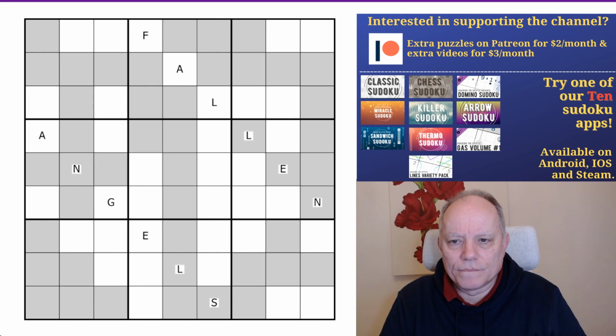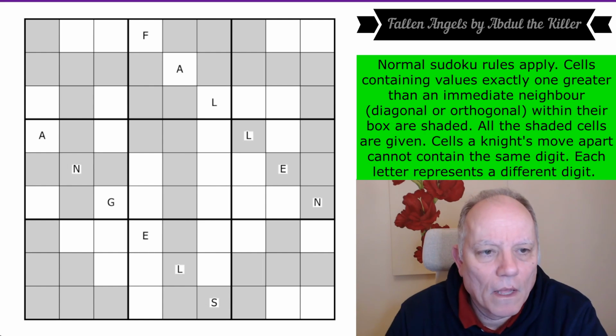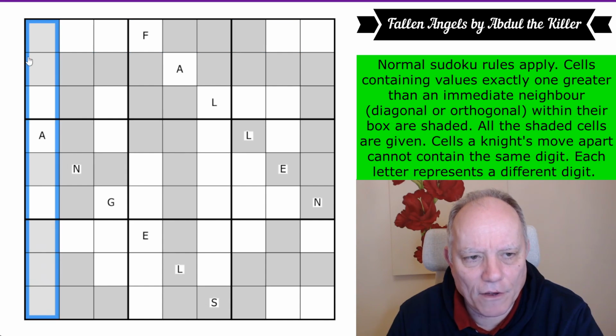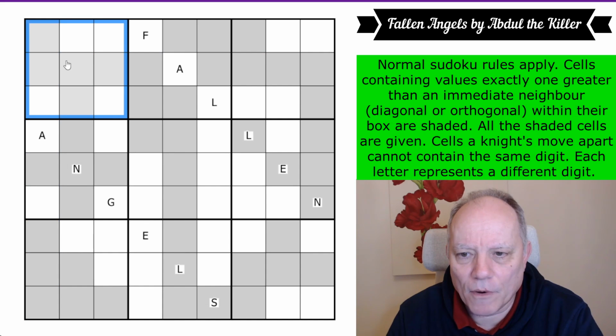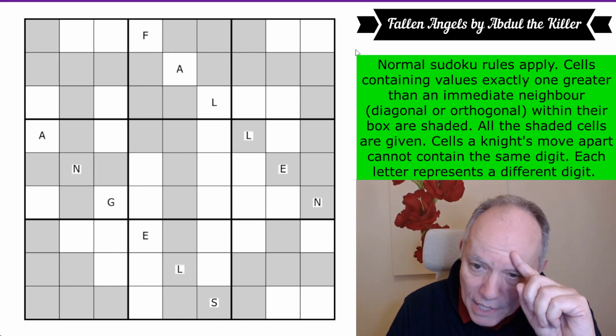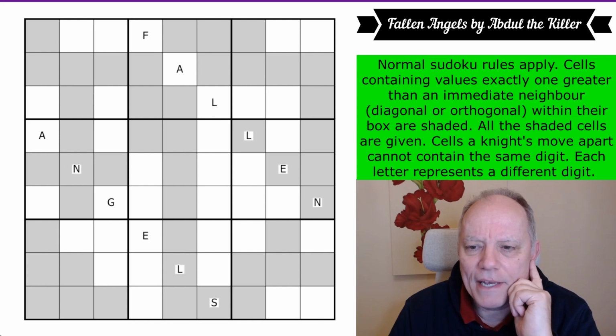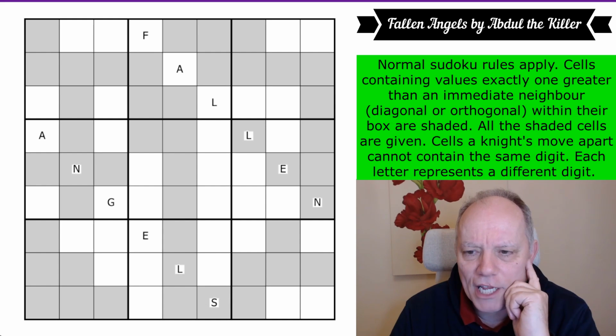Now, let's read the rules. Normal Sudoku rules apply, so don't worry about the letters for now. We're going to be putting 1 to 9 in every row, every column, and every 3x3 box. Cells containing values exactly 1 greater than an immediate neighbour, diagonal or orthogonal, within their box are shaded. All the shaded cells are given.